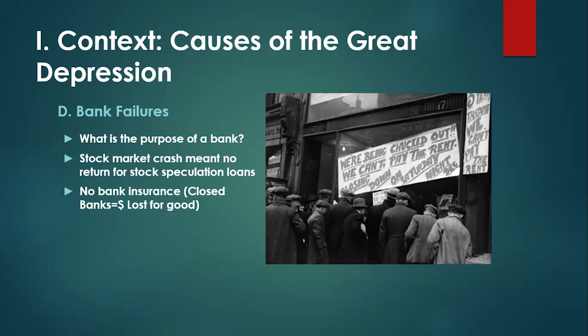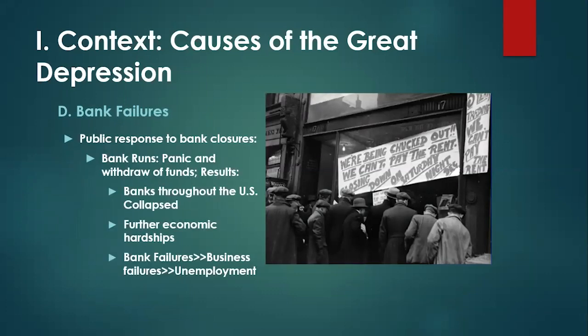And as banks started to collapse, we need to understand that in this period, there was no bank insurance. So if a bank closed down, your money was gone for good. You're out of luck. From here, people responded with what were called bank runs. That refers to this mass flocking of people to banks to pull out all their money in a sense of panic. But if people were pulling all their money out of banks, that's going to screw those banks even more. And that led to further bank collapses throughout the country. And in turn, that's going to lead to further economic hardships.